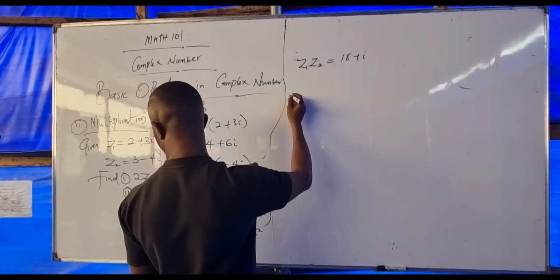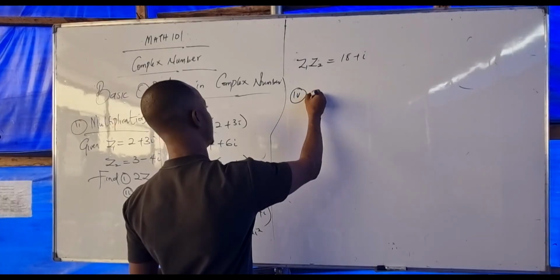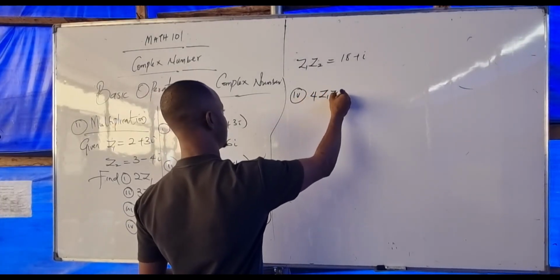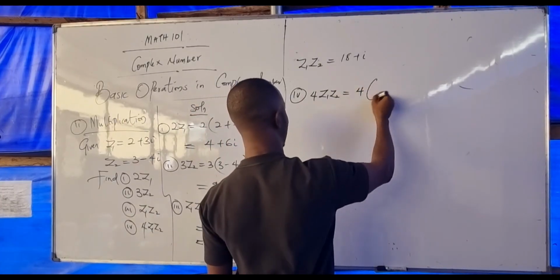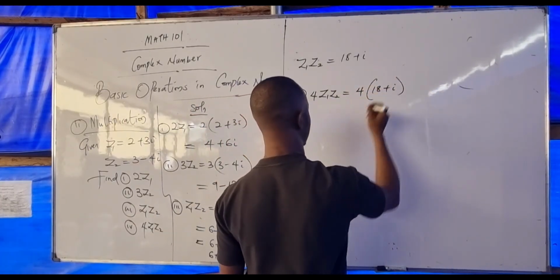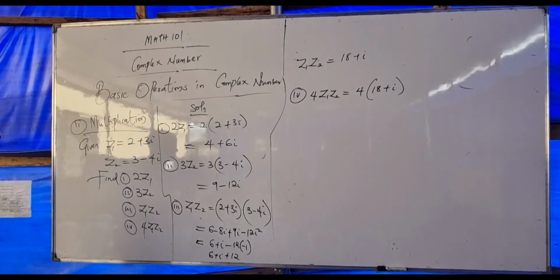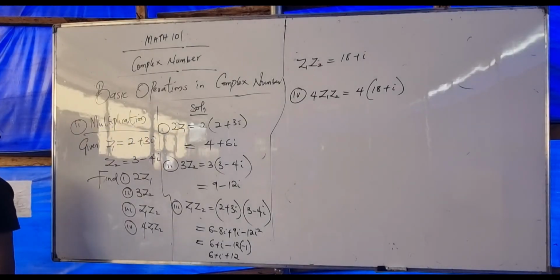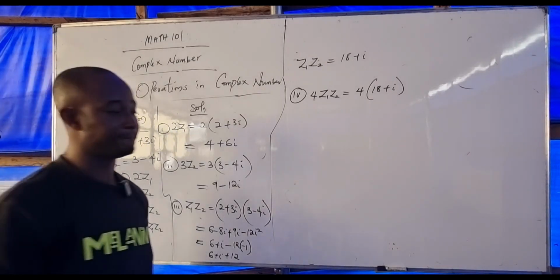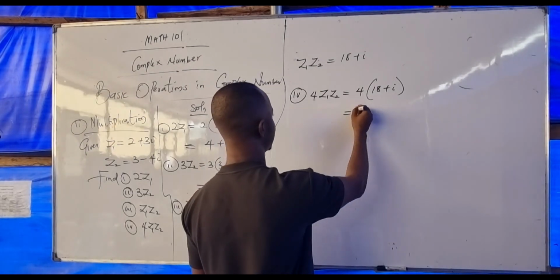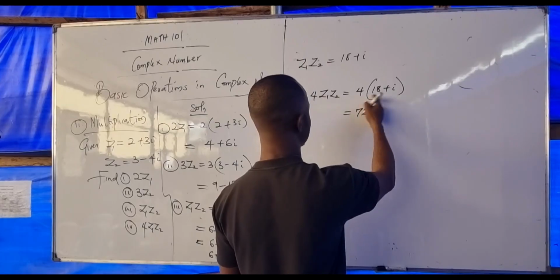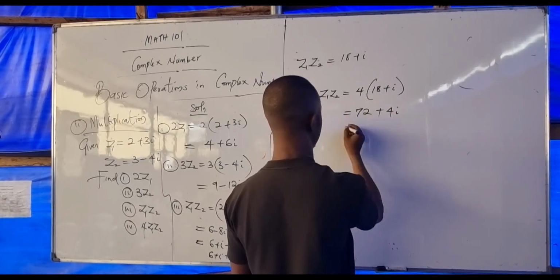Now number 4 says what? 4 Z1 Z2. Meaning 4 times what? 18 plus what? i. What is 4 times 18? Punch your calculator. I hope you have bought a scientific calculator, so you can start practicing with it. 72. So we have 72 plus what? What's 4 times i? 4i.